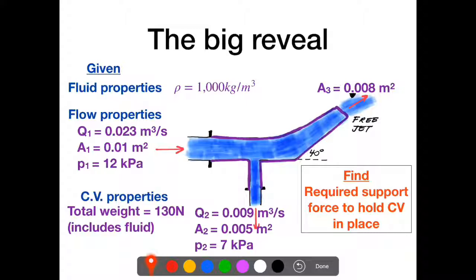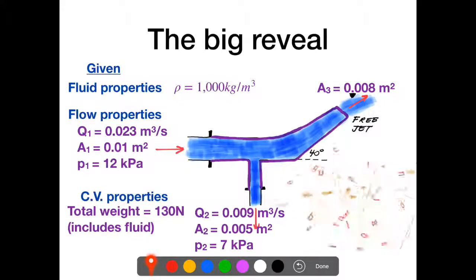All right, so the big reveal. So we have this problem, this is the one with numbers, so you have different flow rates and areas and pressures. And the question is, what's the actual support force required? So are you ready? The big reveal, here we go, with some amazing graphics.